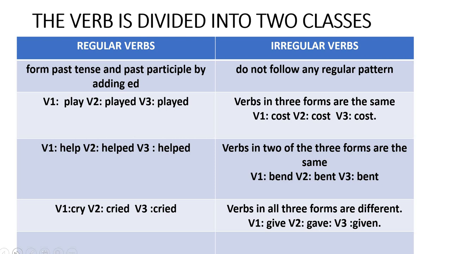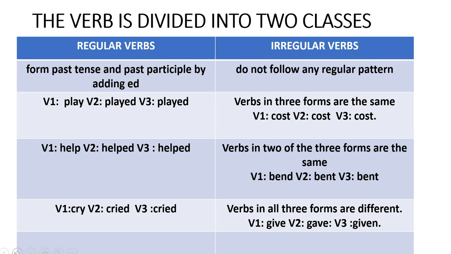In most cases, all three forms of the verb will be the same. In other cases, two of the three forms of the verb will be the same. Out of three forms, two will be the same. Like bent. Bend, B-E-N-D is the V1 form. For the past tense and past participle, it is B-E-N-T.